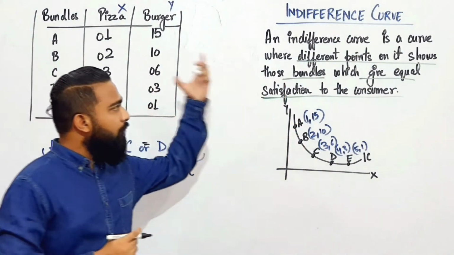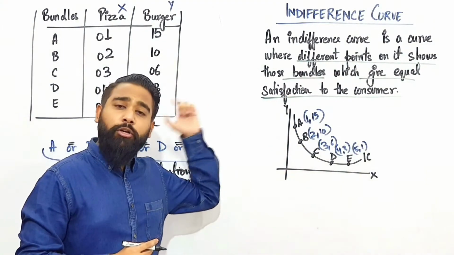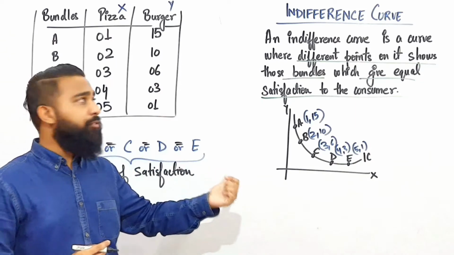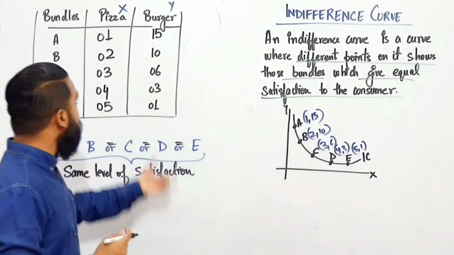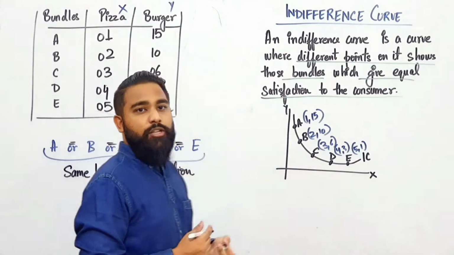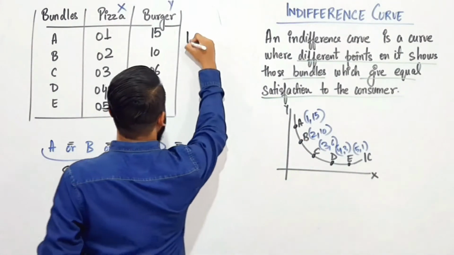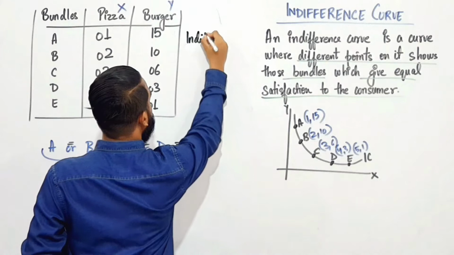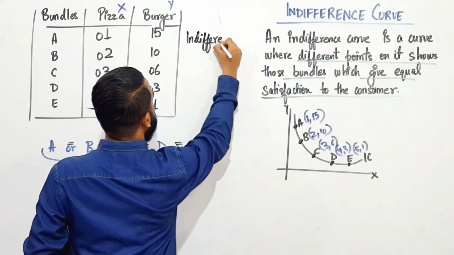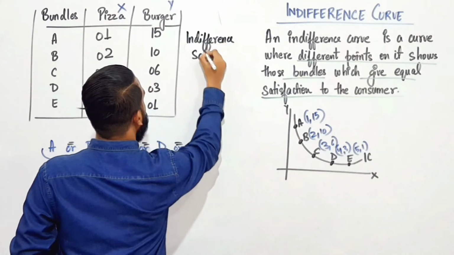Fine. So note it down. Note down the previous topic, which was monotonic preference. Note down indifference curve, and then note down this schedule. Now this schedule is known as indifference schedule.